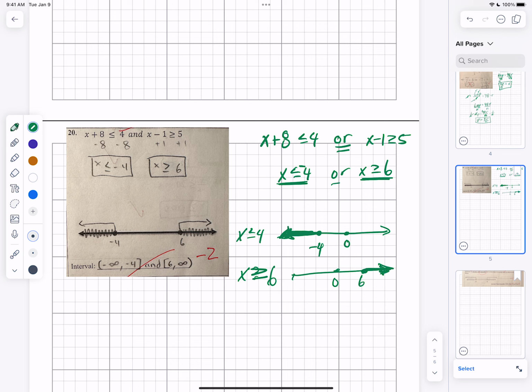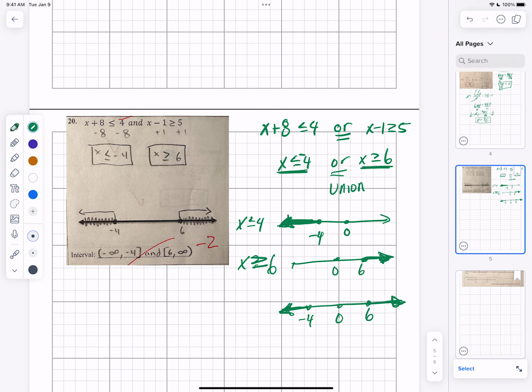And now an OR means union, which means either one. So now I draw my graph below. 0, 6, and negative 4. And I look at where either one is true. So I add these together like this. And then you get your answer.